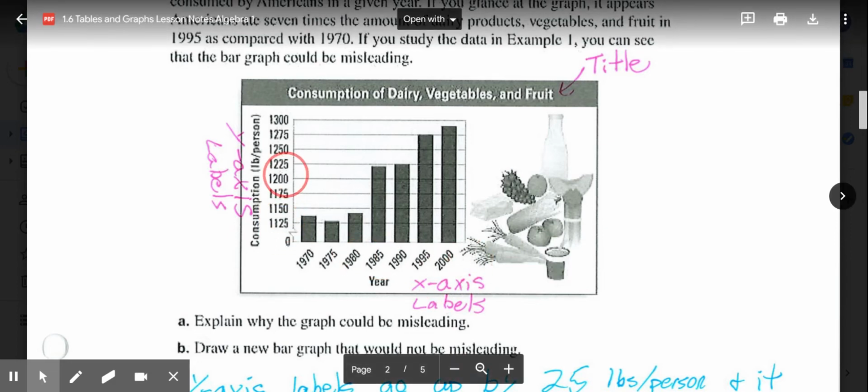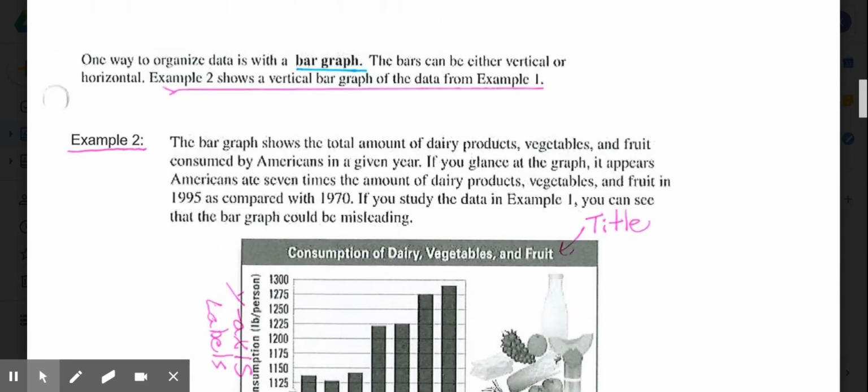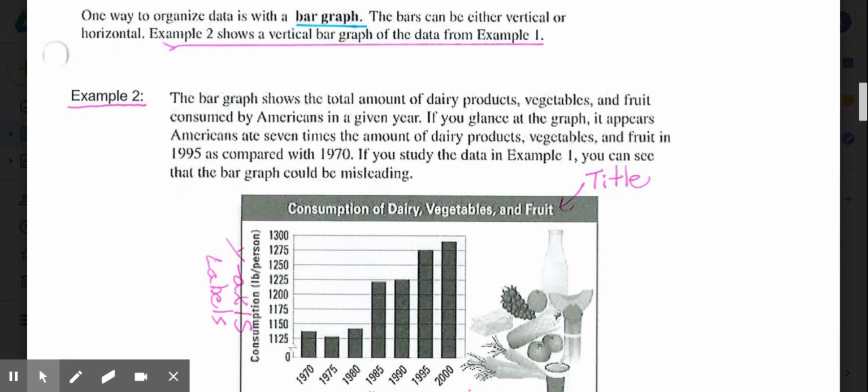So on the left, you can see the y-axis jump from 0 to 1,125, and then it went up by 25 pounds per person. This little zigzag means we're jumping from 0 to a number rather than putting all that blank space in our graph. So now let's look at example 2.